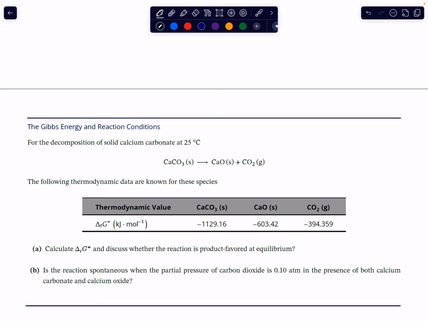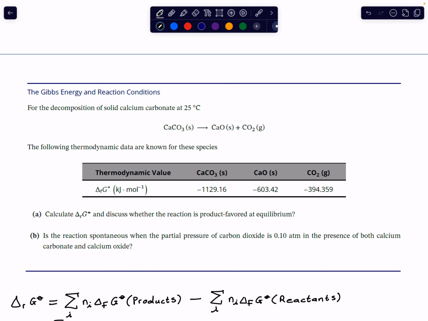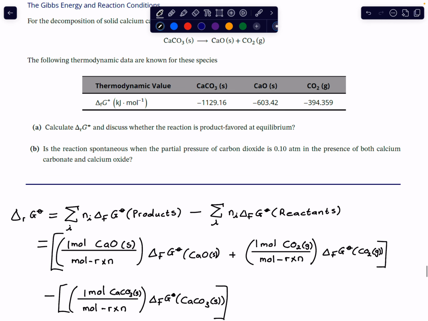So the first question is to calculate the standard Gibbs energy of reaction and discuss the product and reactant favoredness of the reaction. Because we're given the standard Gibbs energy of formation, we will use that to calculate the Gibbs energy of reaction. So using the Gibbs energy of formation, we use the sum of the products minus the sum of the reactants, and we can calculate the standard Gibbs energy of reaction.